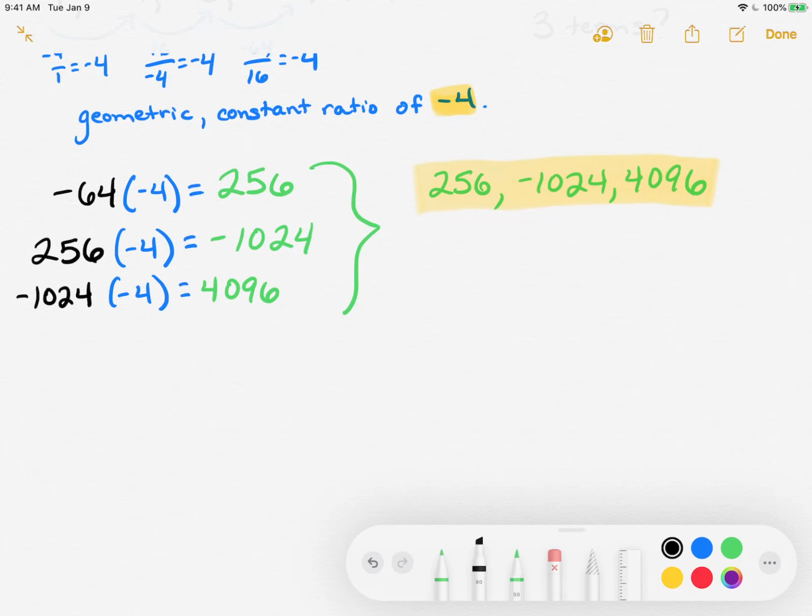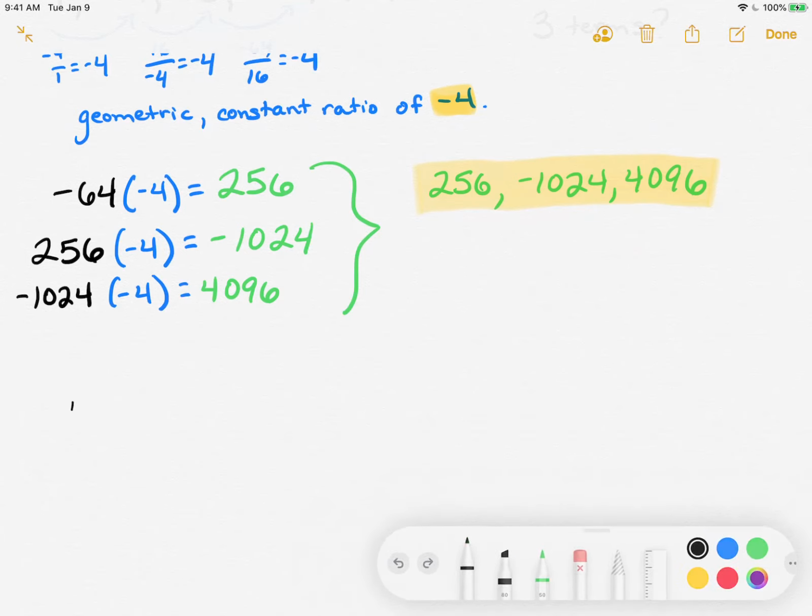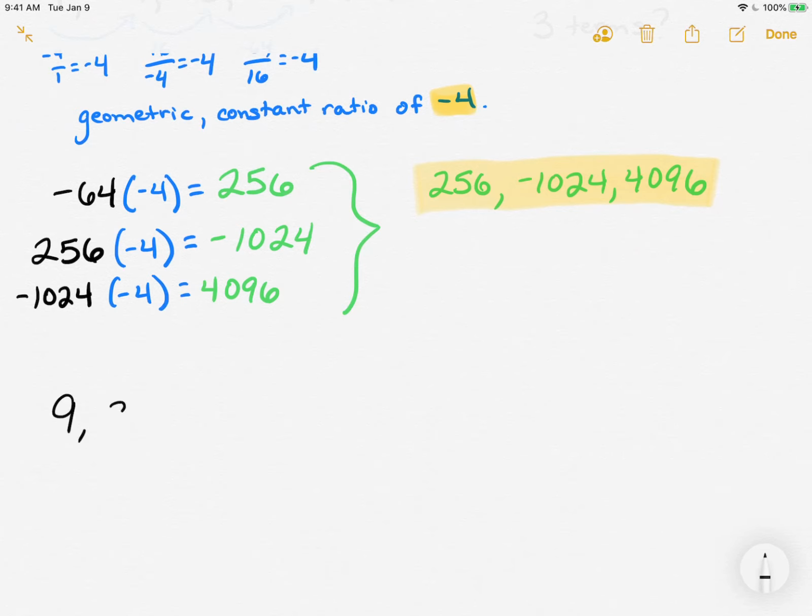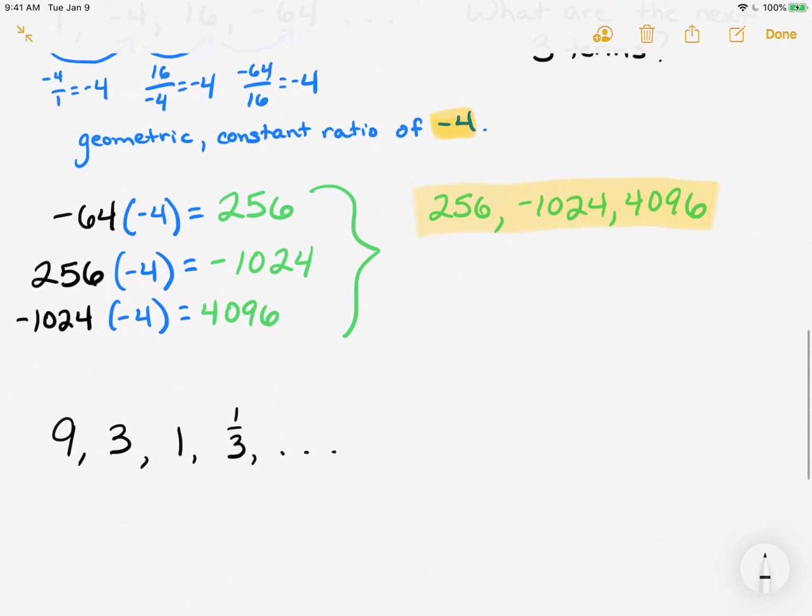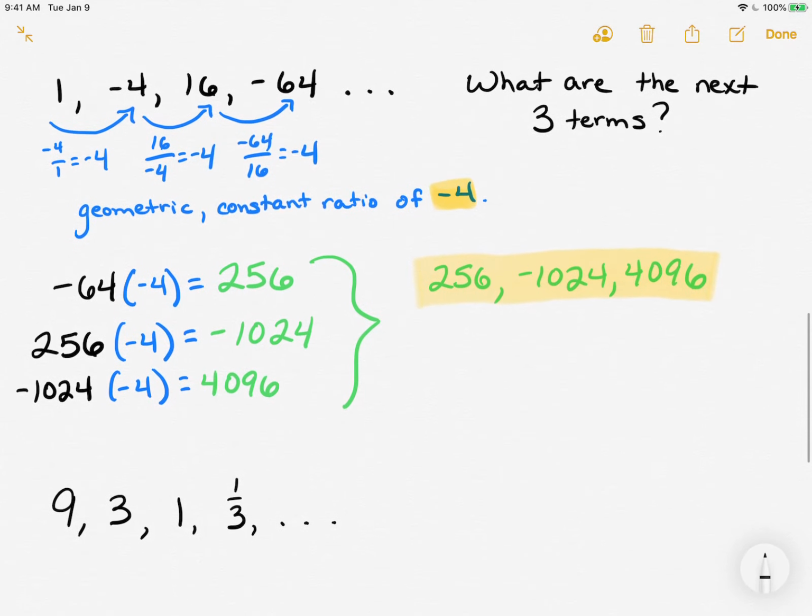Okay. How about this one? How about I not write in highlighter? Like that.